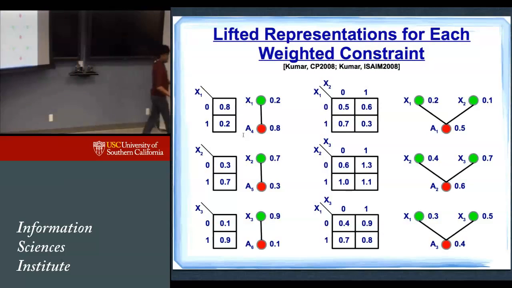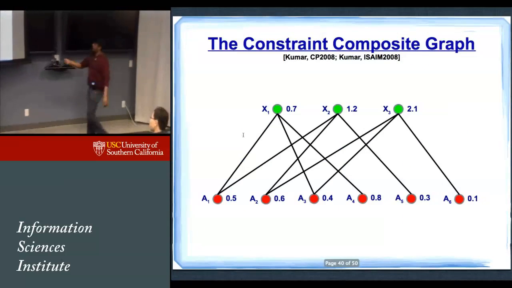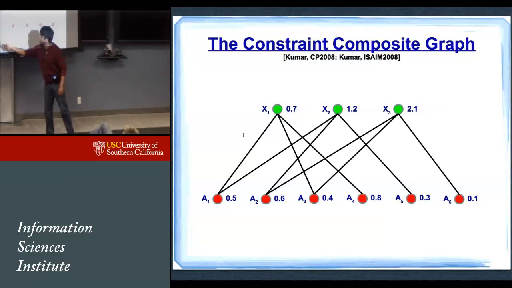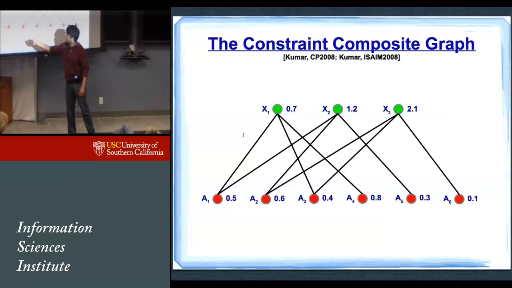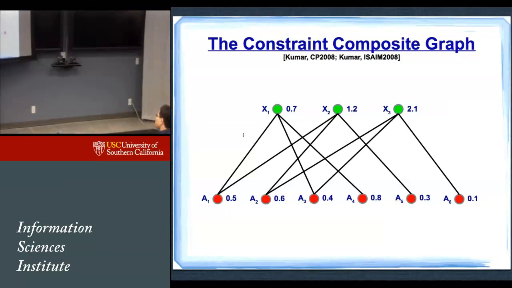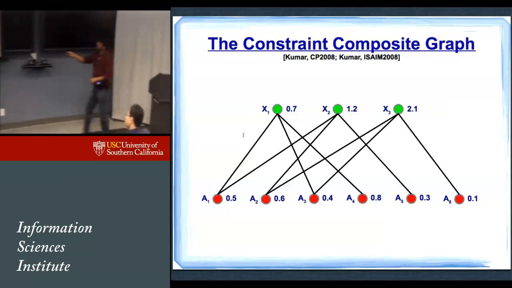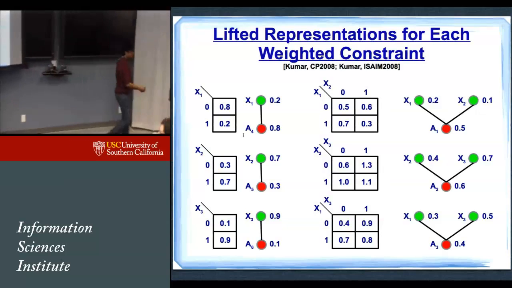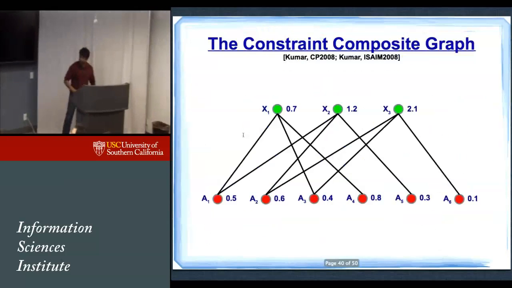Right? So I simply look at each of these nodes, A4 with weight 0.8, A1 with weight 0.5, and so forth. So A1 was connected to x1 and x2, because that's how A1 was here. So I simply connect him up in this composite graph as well, right?